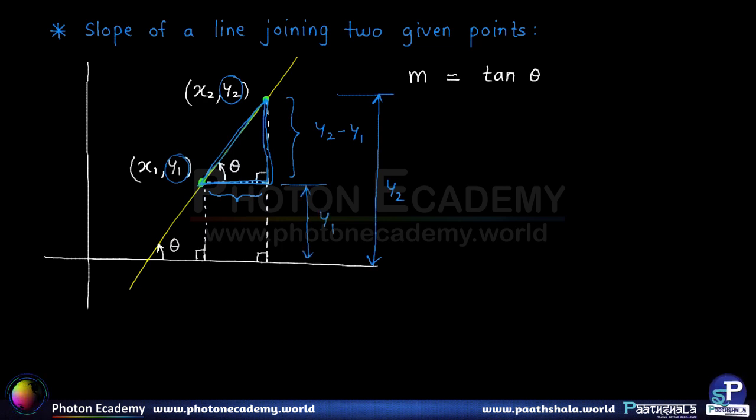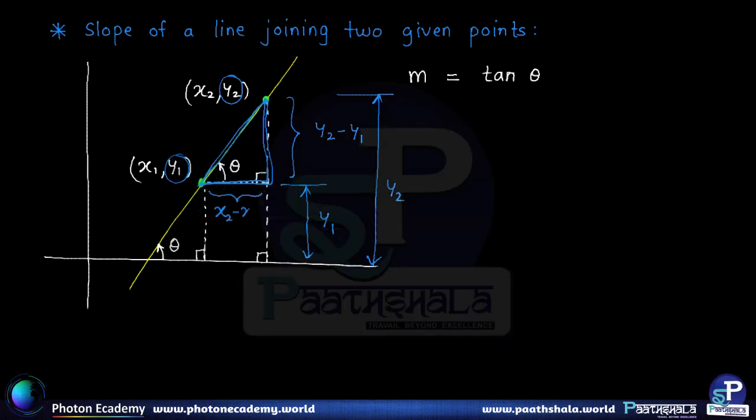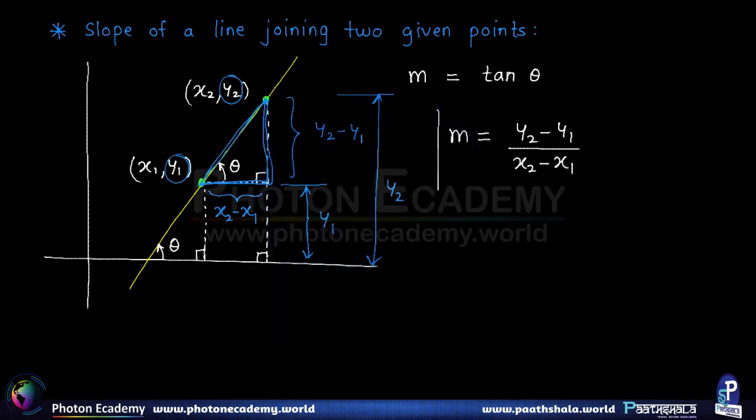So clearly the remaining distance is y2 minus y1, and similarly the horizontal distance can be written as x2 minus x1. So therefore in the triangle tan theta is opposite upon adjacent, so we get slope m is nothing but y2 minus y1 upon x2 minus x1. So that's the formula to calculate the slope of a line joining any two given points.